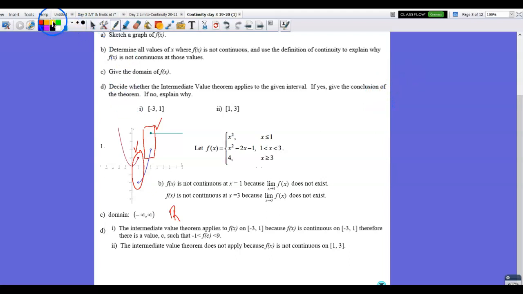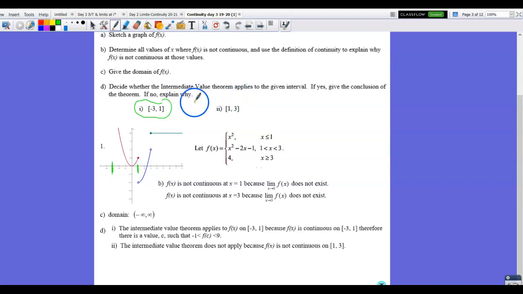So we have two given intervals here. The first given interval is from -3 to 1. Let me clear the board and start this again so you can see. From -3 to 1, so -3 is right here, and 1 is right here.